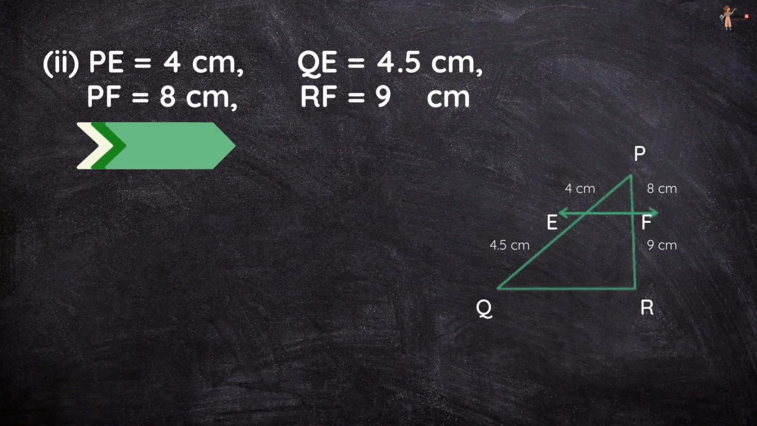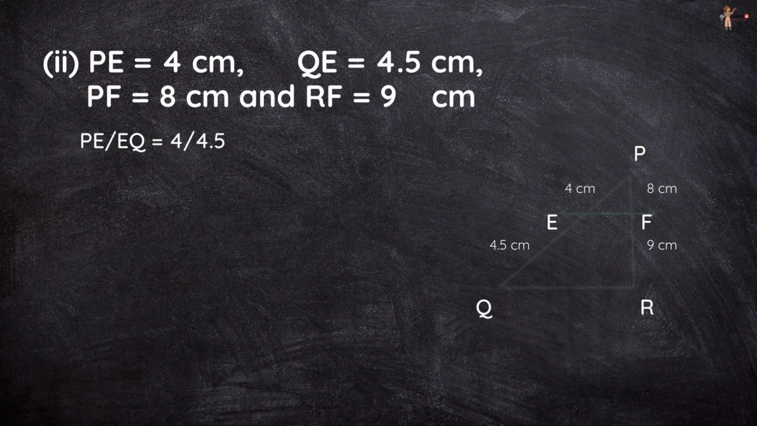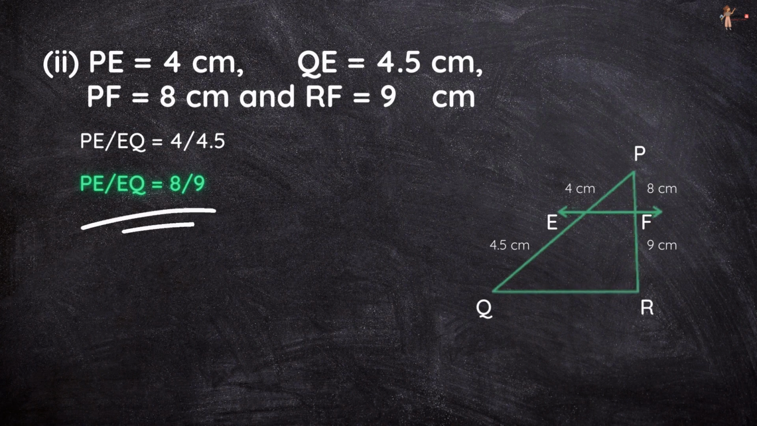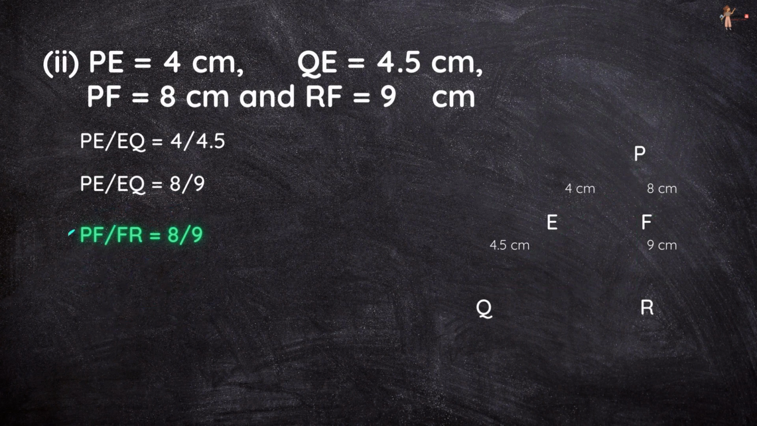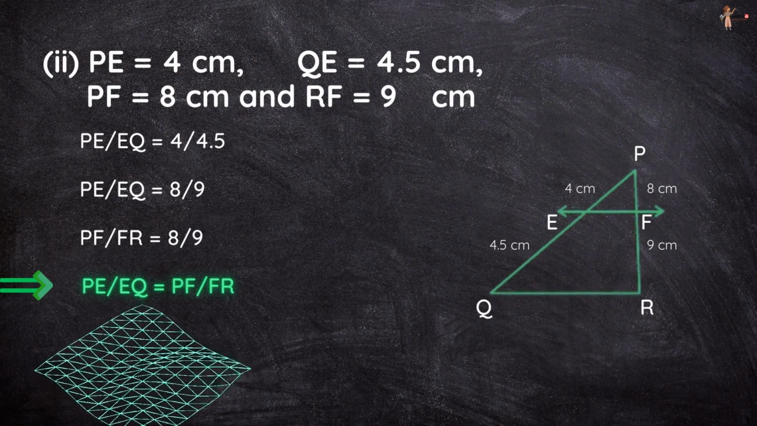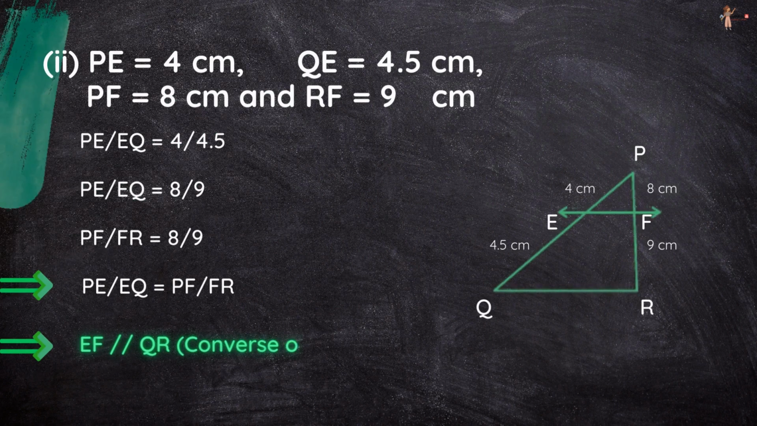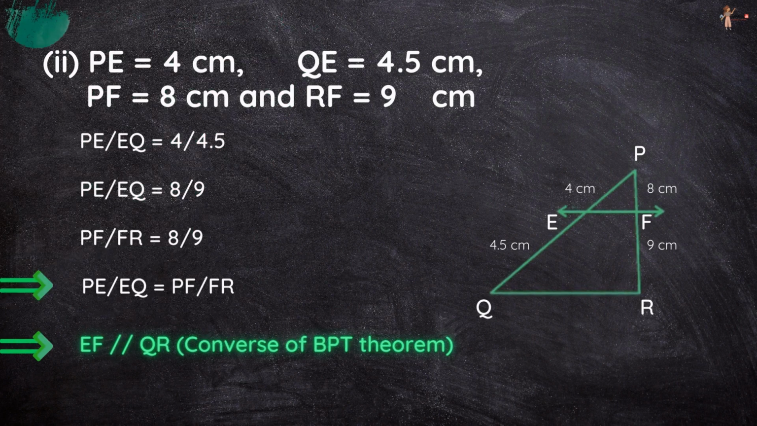Second part says, this is what is given. Finding the ratio, we get PE upon EQ equal to 4 upon 4.5, which is 8 upon 9. And similarly, PF upon FR would be 8 by 9. So we can clearly see that PE upon EQ is equal to PF upon FR. So we can say that EF is parallel to QR by converse of BPT theorem.